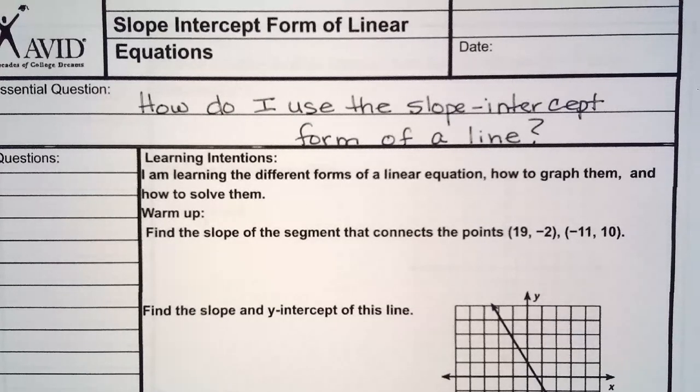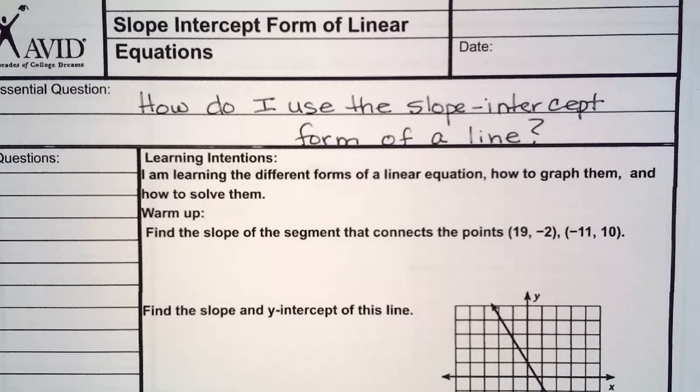So you've got two warm-up questions. Find the slope of the segment that connects the points, and find the slope and y-intercept of this line. So pause the video and do the two warm-up questions on your own. I do hope you tried them on your own. If you're able to complete them correctly, then you know you're understanding concepts. If you're still struggling, then you know you need more practice.